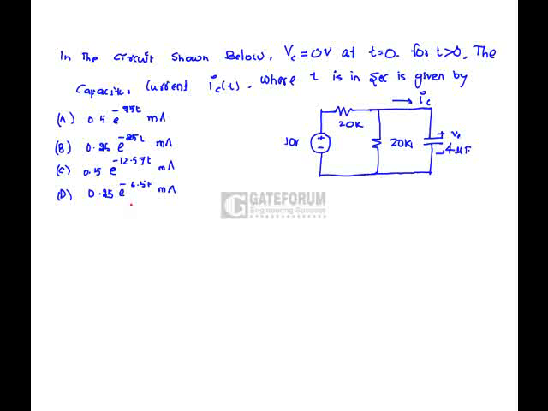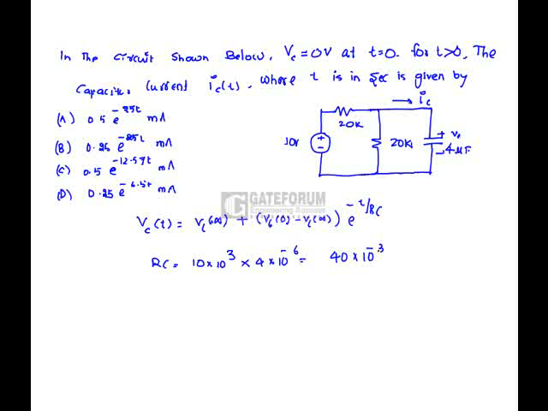So we have to consider a capacitance equation first of all in order to decide the current through it. Vc of t is nothing but Vc of infinite plus Vc of 0 minus Vc of infinite, e power minus t by Rc. Here Rc is nothing but 10 into 10 power 3 into 4 into 10 power minus 6. So 40 into 10 power minus 3.